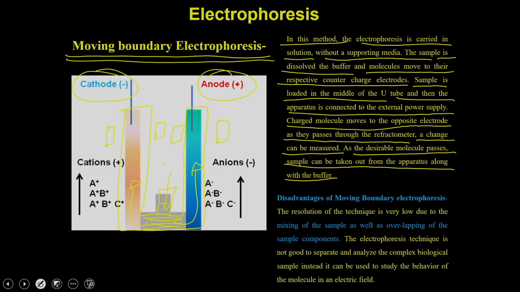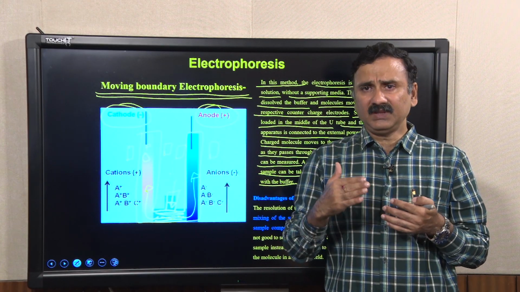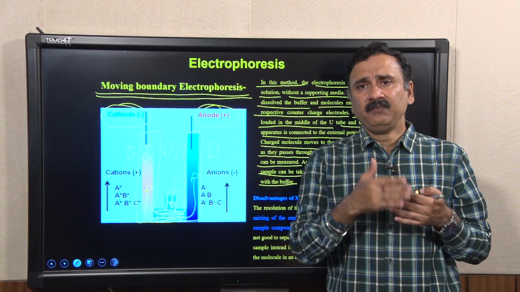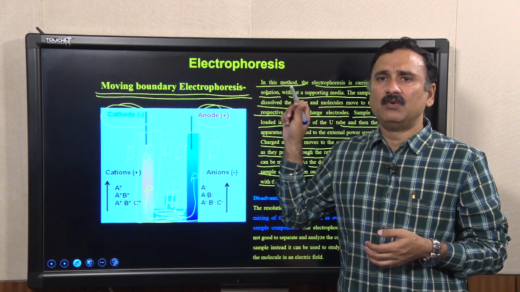A refractometer is an apparatus which measures the change in the refractive index of a particular solution. As soon as the molecule passes through these refractometers, there will be a change in the refractive index of this particular buffer, and as a result they will know when a particular molecule is coming out, but that is very ambiguous, that is not very accurate. On the other hand, there are multiple problems when they were going through with the moving boundary electrophoresis.